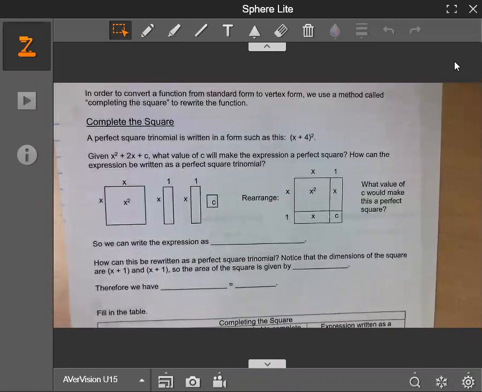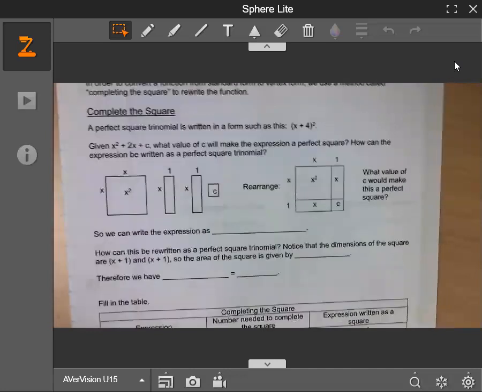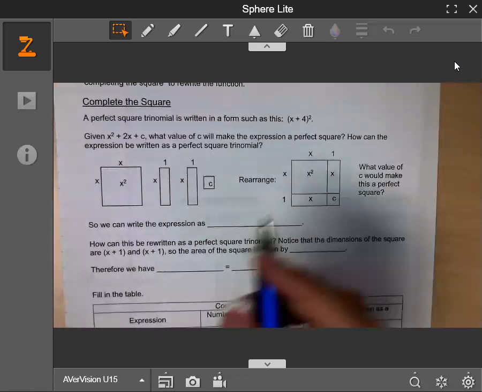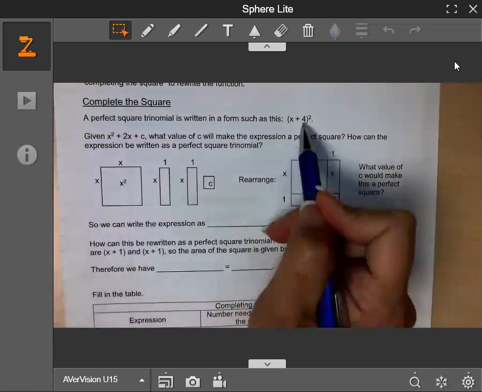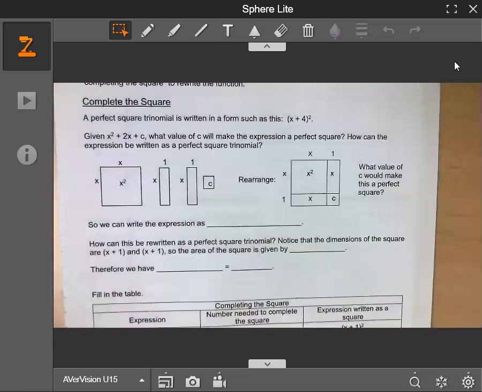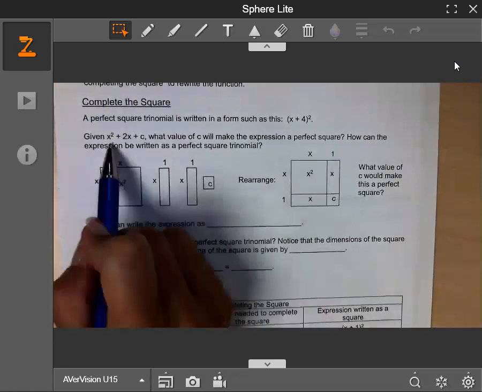In order to do that, you have to be able to complete the square. So we're going to quickly review how you complete the square. We've got some diagrams here so that you can see what a perfect square trinomial looks like. That's x plus 4 squared. If you remember, that's a pretty crucial part of the vertex form, for it to be in this perfect square trinomial form. In order for it to be a perfect square trinomial, it needs to be factored that way.